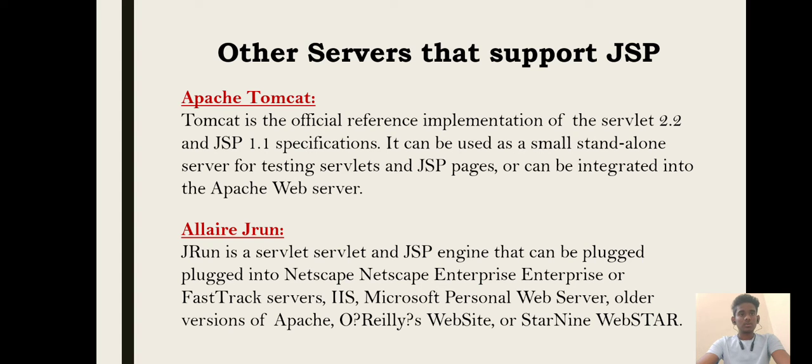Other servers that support JSP. Apache Tomcat: Tomcat is the official reference implementation of the Servlet 2.2 and JSP 1.1 specifications. It can be used as a small stand-alone server for testing servlets and JSP pages, or can be integrated into the Apache web server. Allaire JRun: JRun is a servlet and JSP engine that can be plugged into Netscape Enterprise or FastTrack servers. IIS, Microsoft Personal Web Server, older versions of Apache web server, or StarNine WebStar.